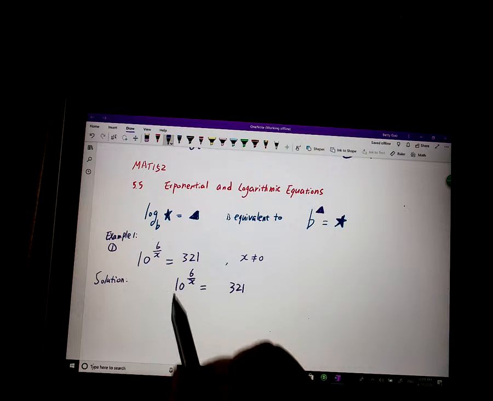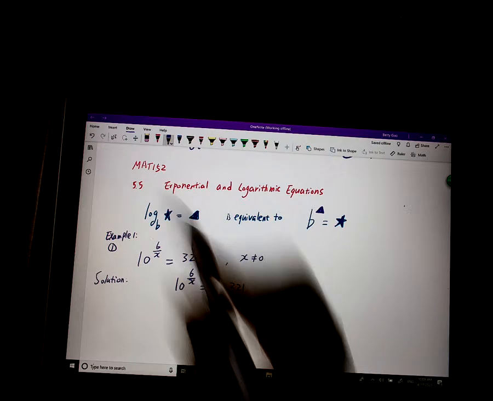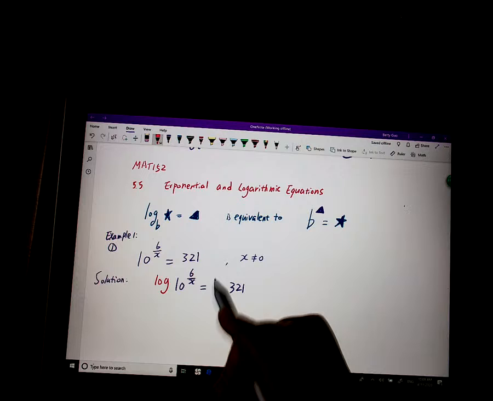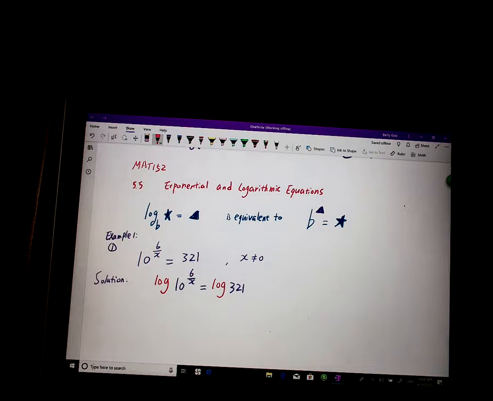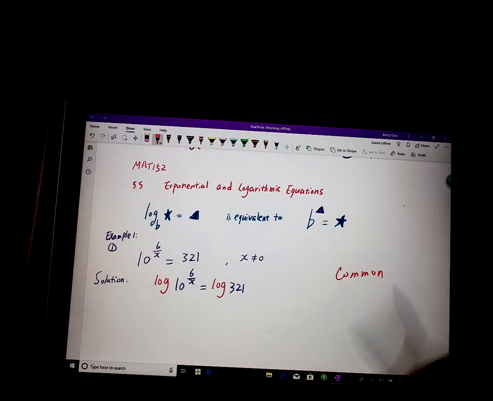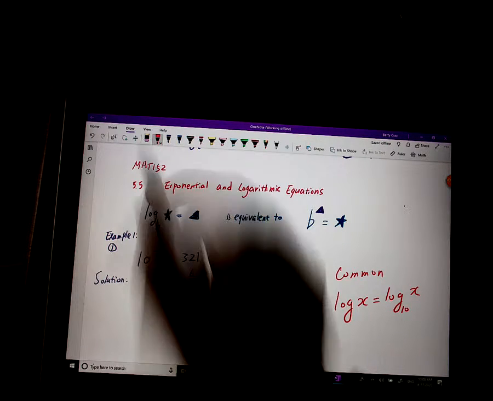Since the base on the left-hand side is 10, I am going to apply the common logarithm on both sides of the equation. We talked about the common logarithm, right? Common logarithm is a logarithm with base 10. So if you don't see a base here, that means the base is default as 10. And we call that logarithm the common logarithm. A function is kind of like an operator.